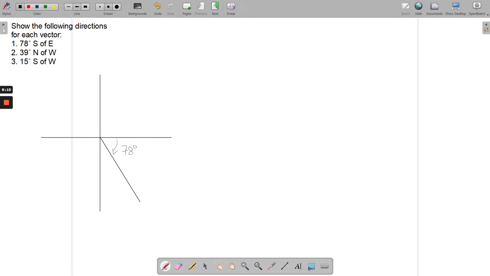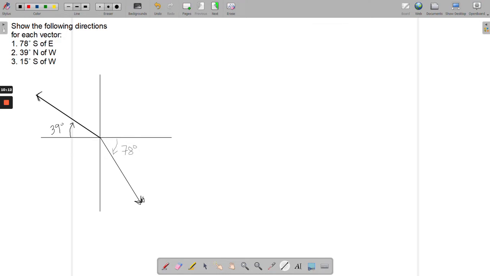Next, 39 degrees north of west. The original line is from west, meaning on this side, this is west right here, and it's going up north. So west going up north, 39 degrees. So we have our vector originally from the west, and it's going up at 39 degrees. That would be our vector. Remember it should be an arrow right here. Our angle starts from west going to north, and this is 39 degrees. Again, this is an arrow because this is a vector.